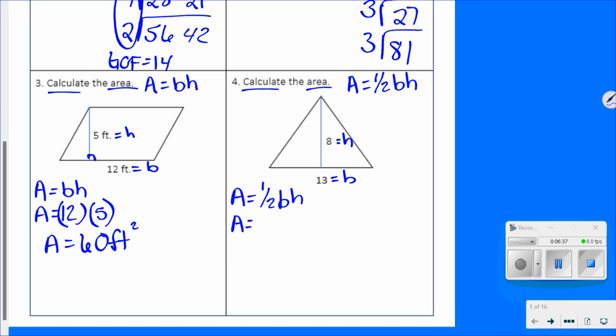All right, now let's plug in our numbers. We got 1/2. We're going to multiply it by our base, which is 13, and our height, which is 8. Last class we talked about how, once we've gotten to this step, we're just going left to right. Everything's being multiplied. So find your even number first. If you have an even number, multiply it by your half. Because 1/2 multiplied by 8 is what? In other words, 8 divided by 2 is 4. So this becomes 13 multiplied by 4.